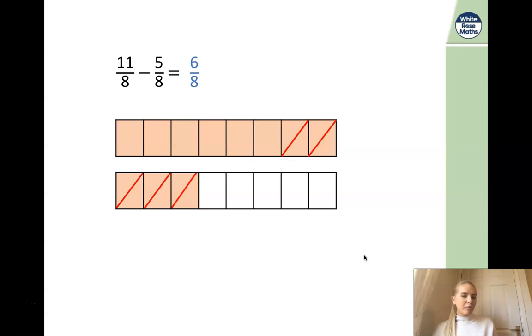Can you see what my equivalent fraction would be? If I divide the top number and the bottom number by the same number, can you find an equivalent fraction for 6/8 please? Pause the video and have a go.